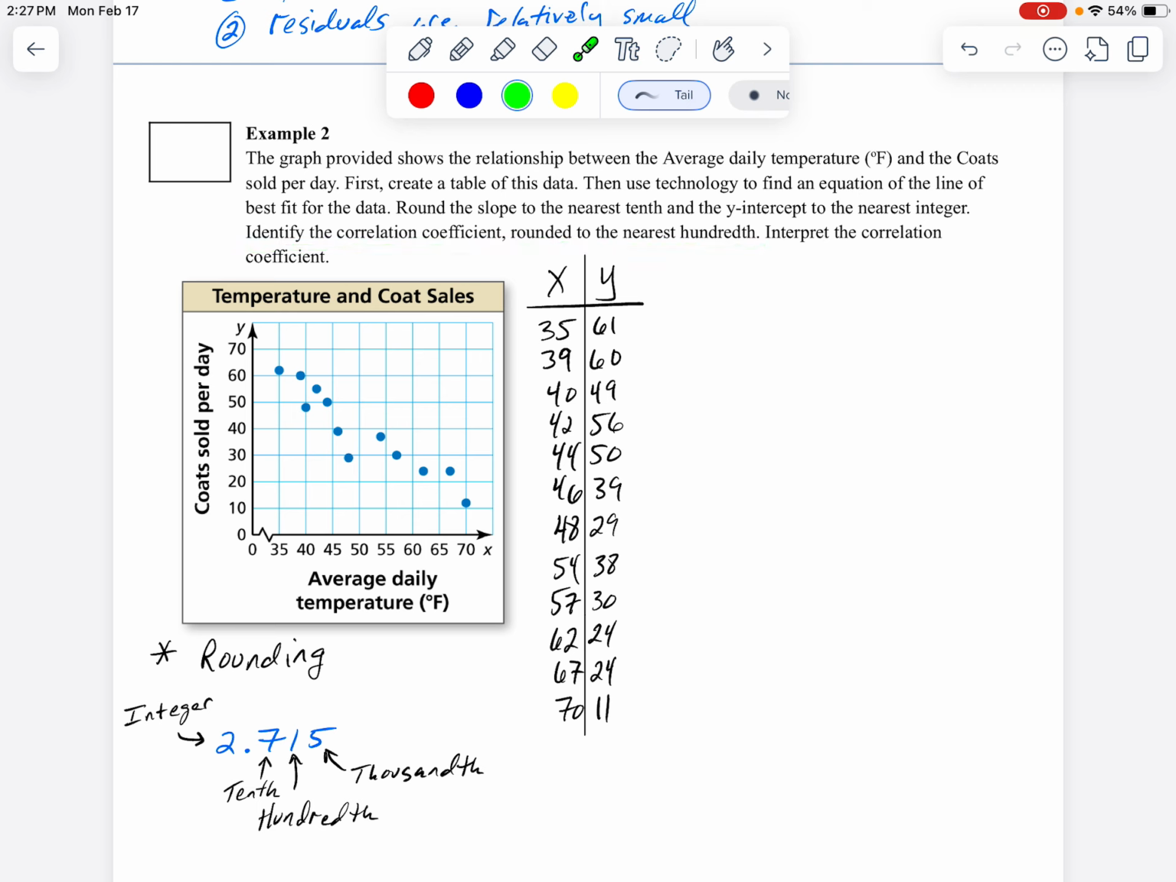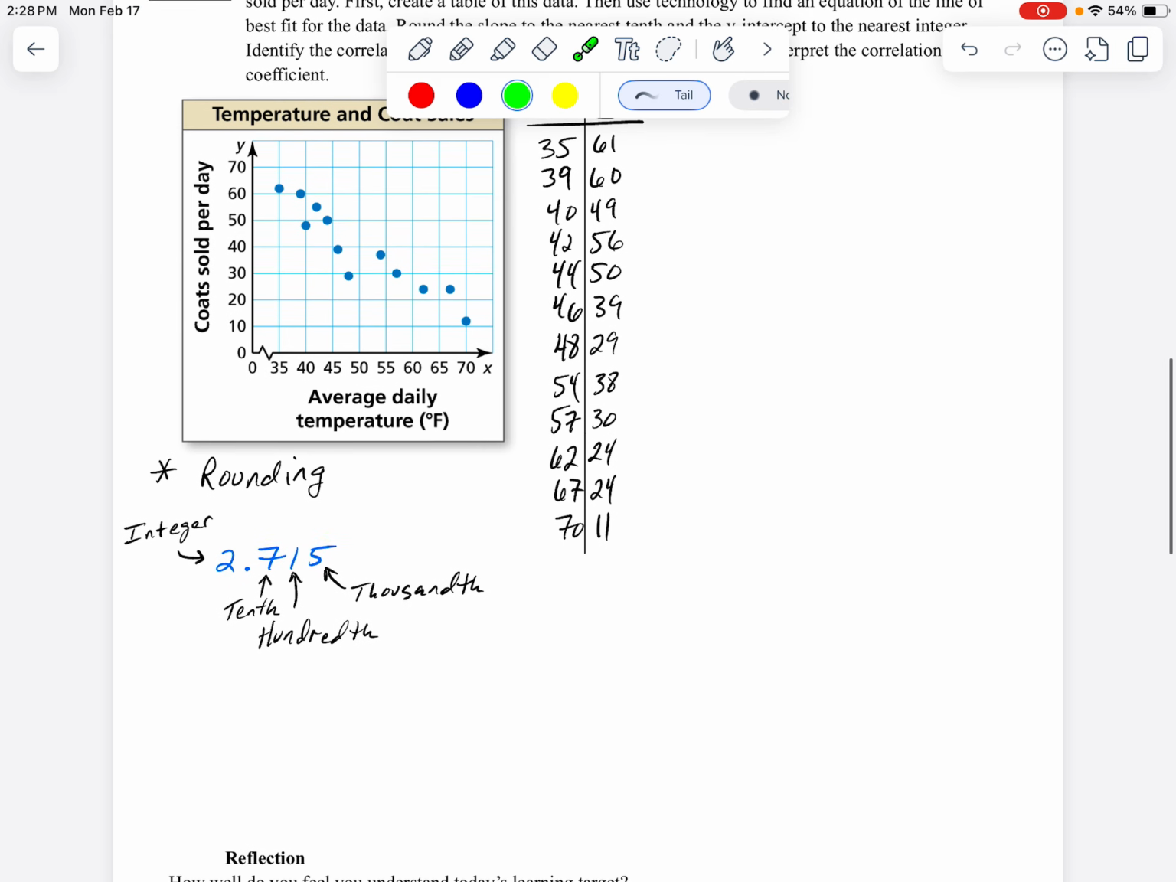Okay, so we need to find these values, which we can do by just punching our data into Desmos. And then we can round off our values and interpret the correlation coefficient. It is going to ask us to round this similar way in our practice, so make sure that we're paying attention to this rounding.